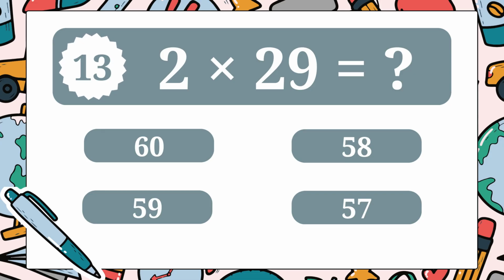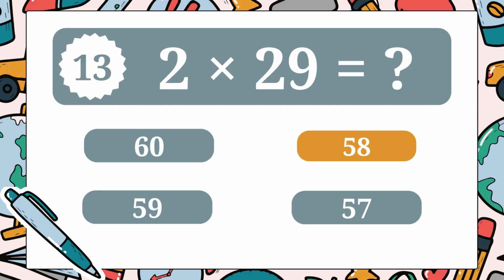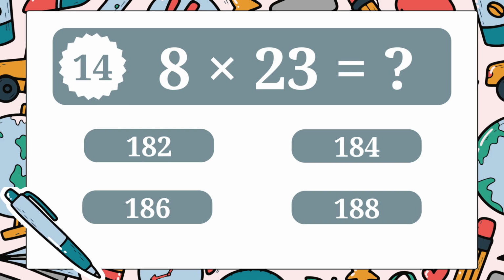Question 13. What is 2 times 29? 58. Question 14. What is 8 times 23? 184.